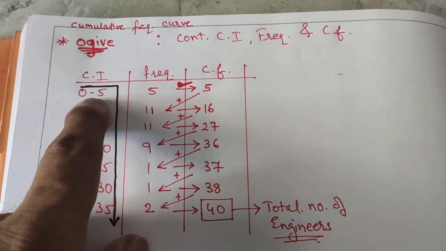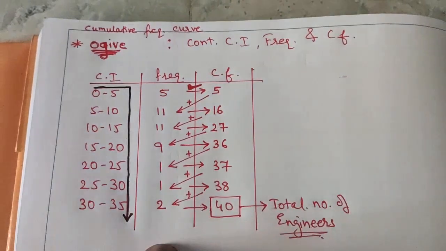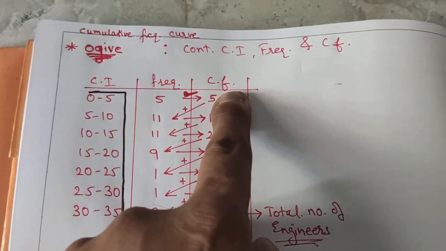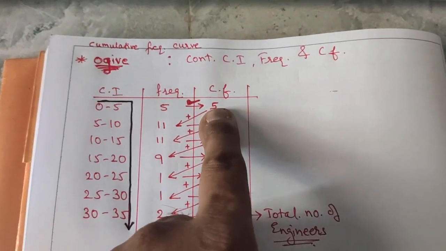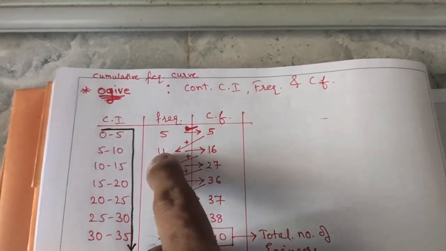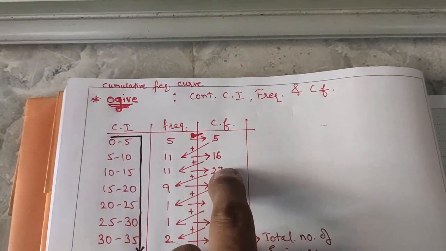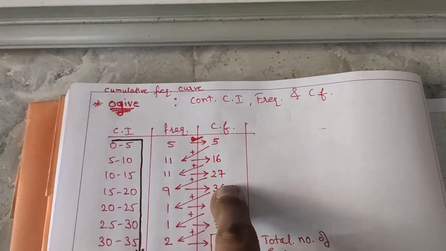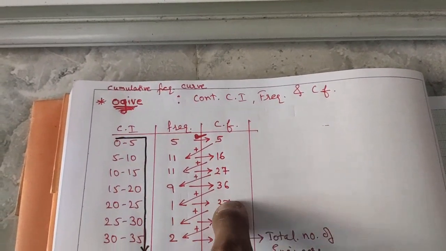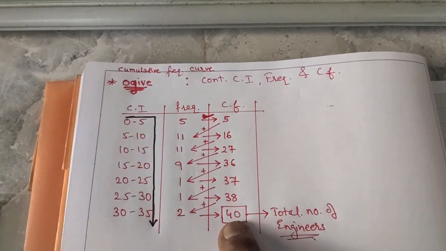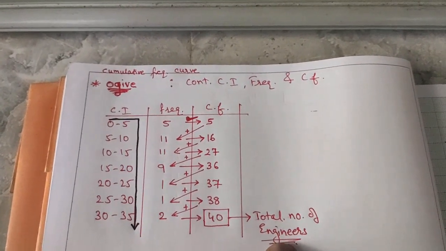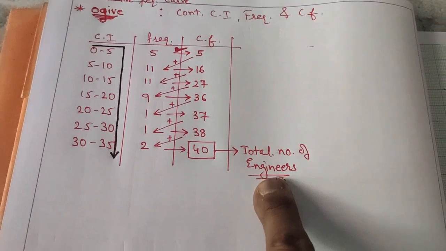Class interval is 0 to 5, frequency is 5. Likewise we have done, and we have to find out the cumulative frequency. Cumulative frequency starts with 5. We write the same number here, 5, the same frequency, and we start adding. 5 plus 11, 16; 16 plus 11, 27; 27 plus 9, 36; 36 plus 1, 37; 37 plus 1, 38; 38 plus 2, 40. And this 40 is the total number of engineers that we have in our data. If you remember, there are 40 engineers here, and our total is also 40 engineers.